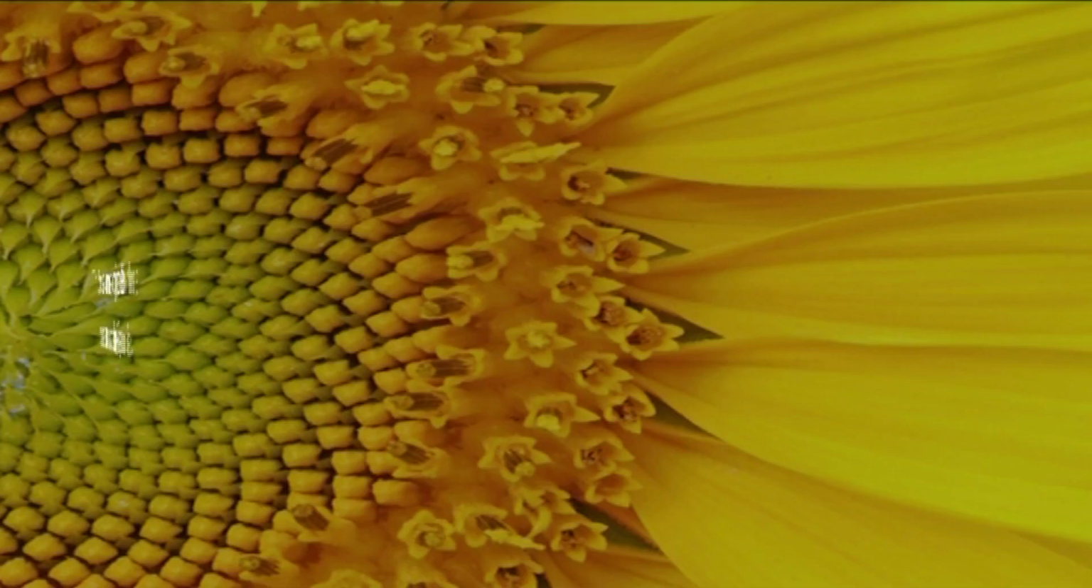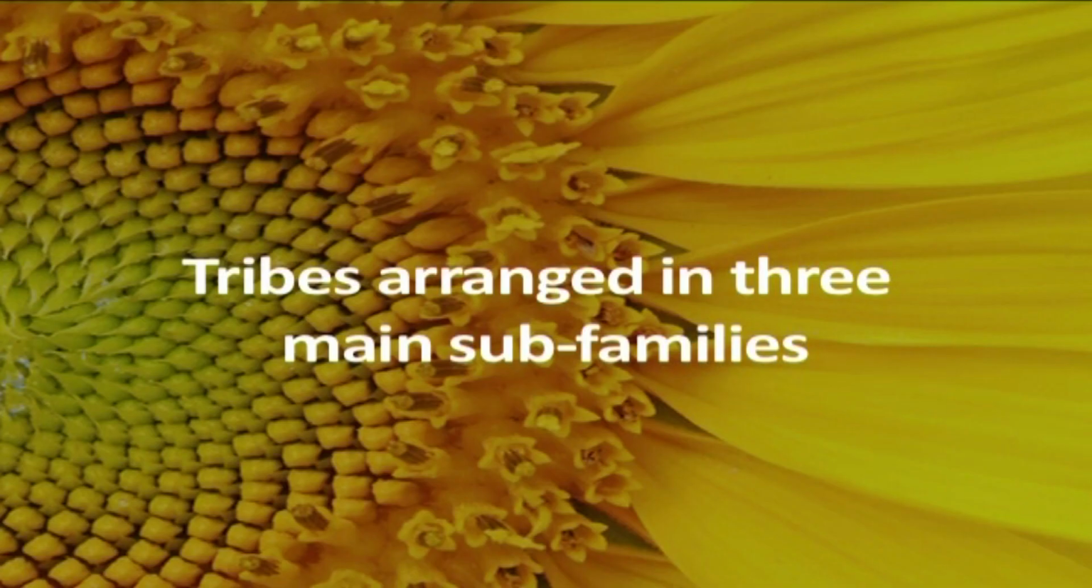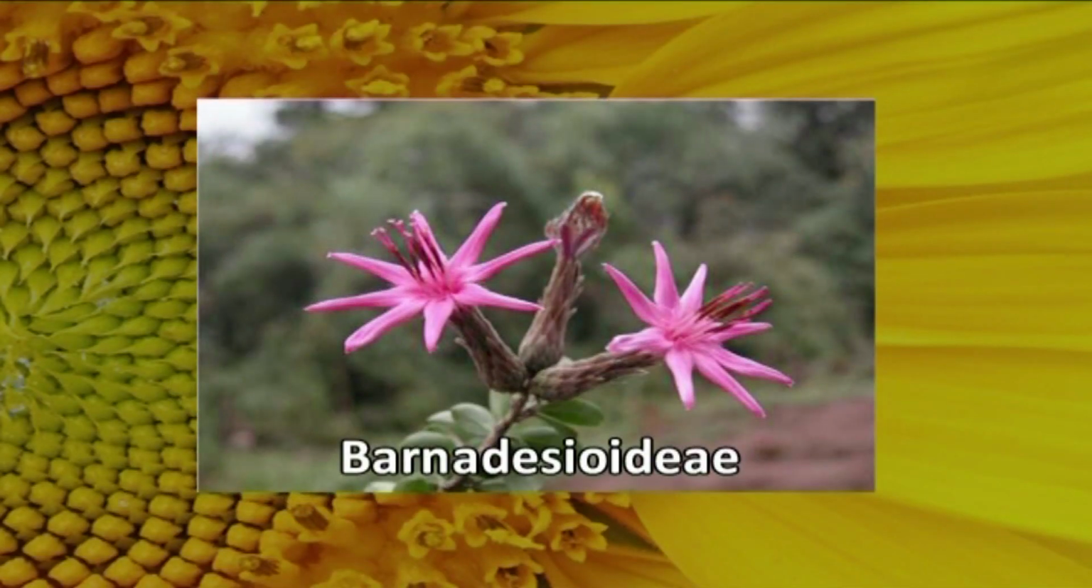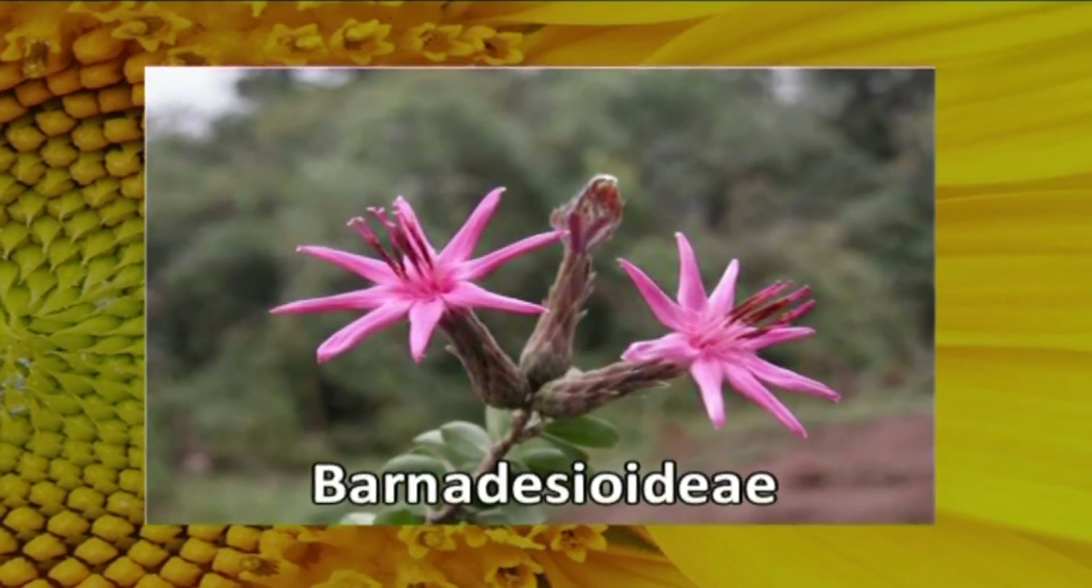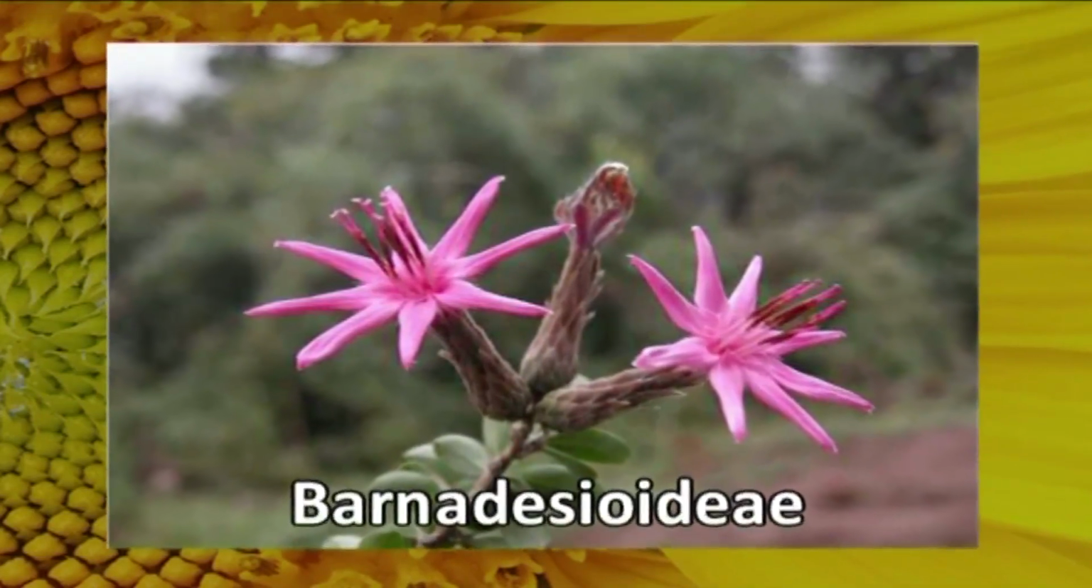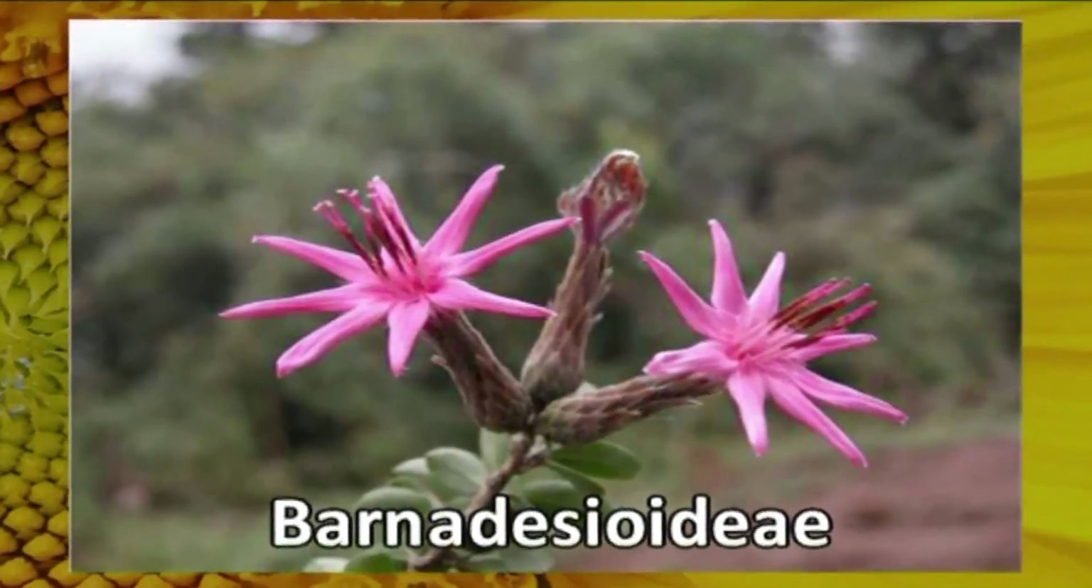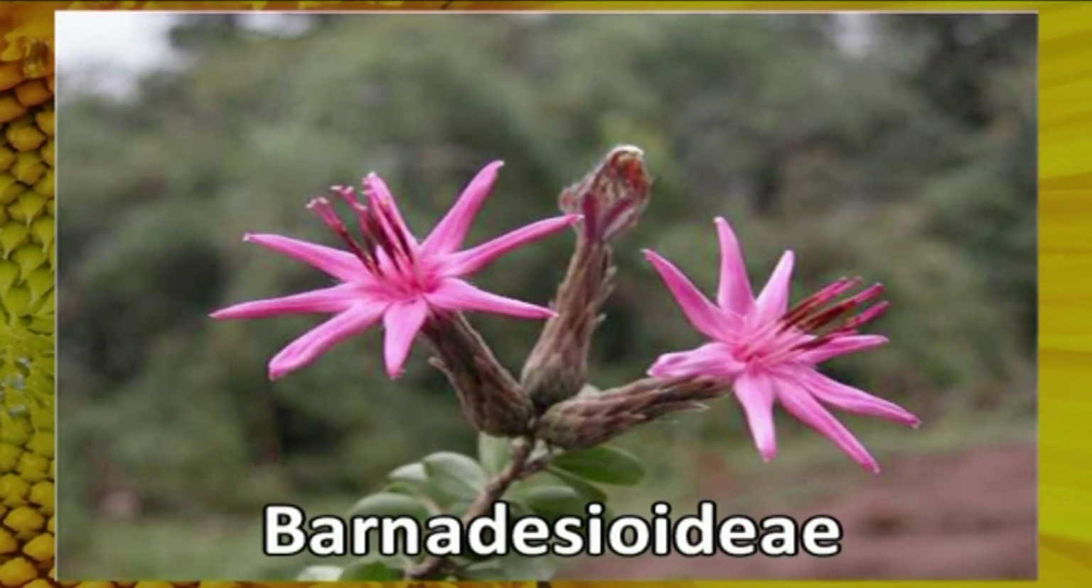The family Asteraceae is broadly divided into several tribes that are often arranged in three main subfamilies. Number one, Barnadesioideae, which is a small South American group of mainly trees and shrubs. And this subfamily is characterized by a papillate style, lobed stigma, spiny trichomes, and lack of the chloroplast DNA inversion that is found in the other two subfamilies.